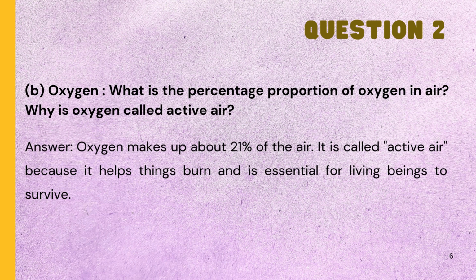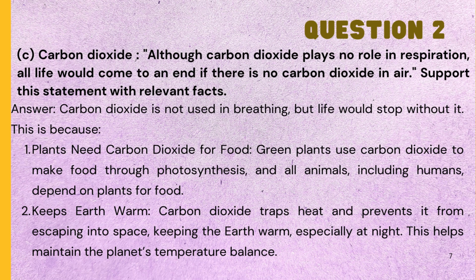Why is oxygen called active air? Answer: Oxygen makes up about 21% of the air. It is called active air because it helps things burn and is essential for living beings to survive. C. Carbon dioxide. Although carbon dioxide plays no role in respiration, all life would come to an end if there is no carbon dioxide in air. Support this statement with relevant facts.